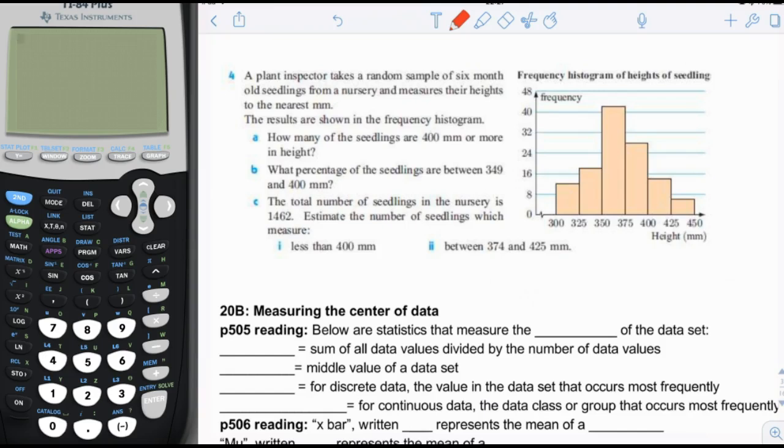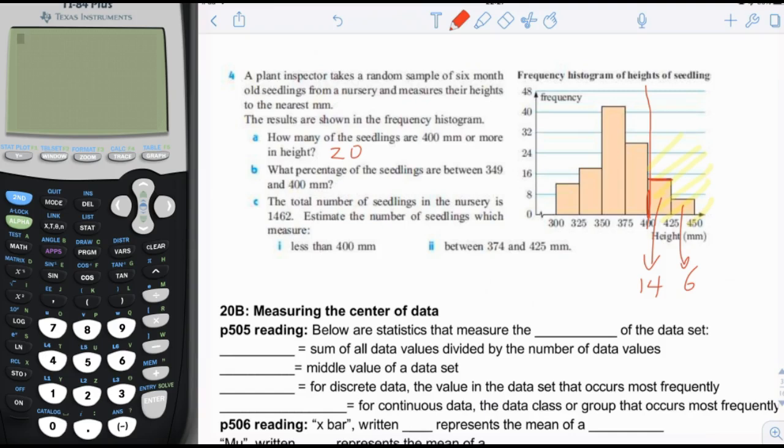Let's see, 400 millimeters. That would be there, right? So how many are more than 400? It would be this part here. So let's see, this would be about 14 maybe, and this would be about 6 maybe, so about 20, right? About 20.